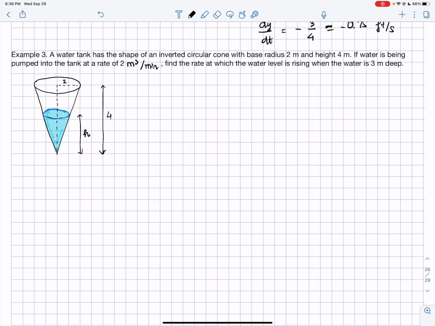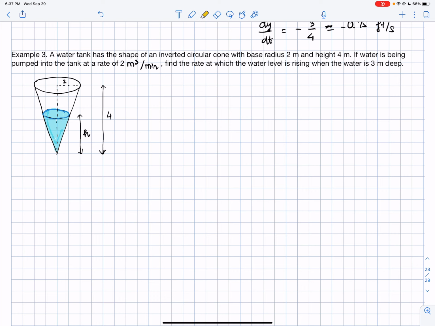Example number 3. A water tank has the shape of an inverted circular cone with base radius 2 meters and height 4 meters. If water is being pumped into the tank at a rate of 2 cubic meters per minute, find the rate at which the water level is rising when the water is 3 meters deep.